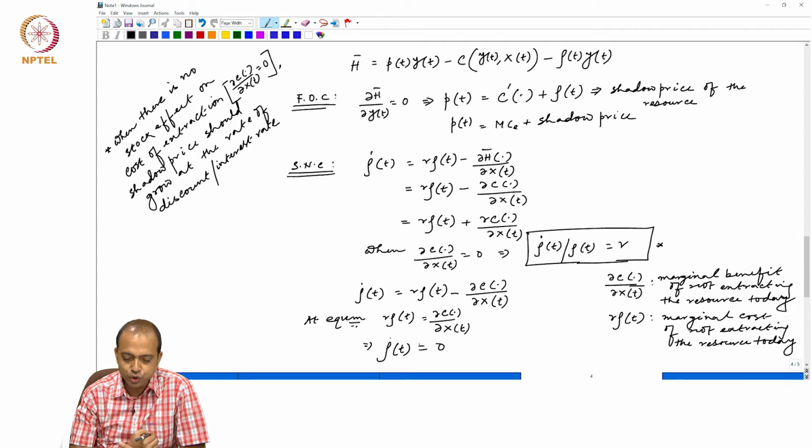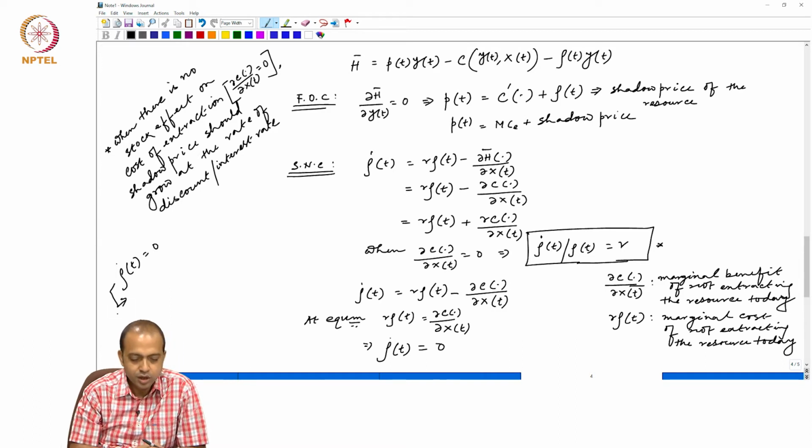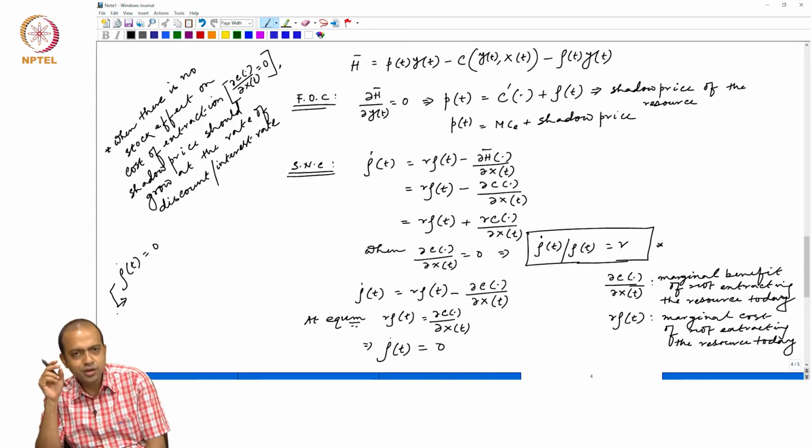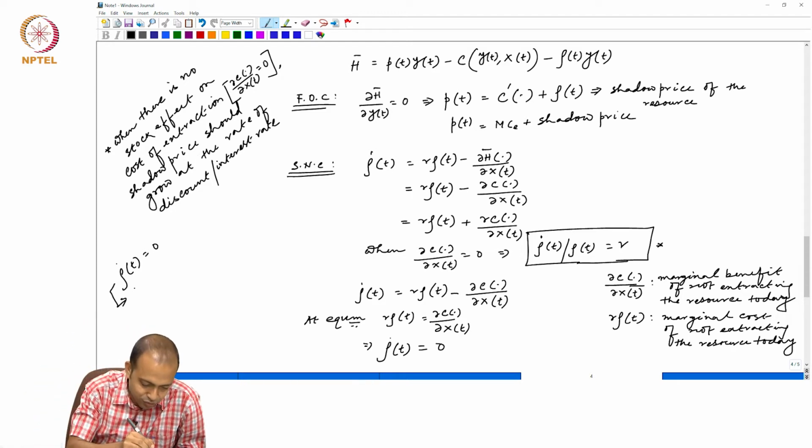Now, what is rho dot t? When I am saying rho dot t equals 0, what is the meaning of this? See, rho dot t we can think of as the change in price. That means, borrowing from the finance literature, we can say that rho dot t is basically capital gain. Okay? Capital gain. So, that means at equilibrium capital gain is 0.